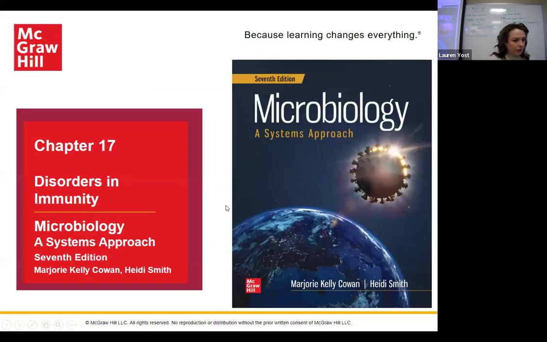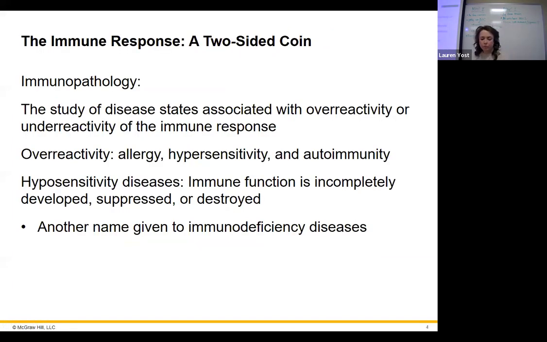That's a little mini quiz about chapter 16 to get us in that mindset and remind us a little bit about what we've learned. Chapter 17 is going to be dealing with basically when your immune system isn't acting the way that you would like for it to, essentially, like it was designed to do. So this is any diseases of the immune system, either overreacting or underreacting in some way. So this is immunopathology. It's the study of disease associated with overreactivity or underreactivity, right? So when we're talking about overreactivity, this is going to be allergies, hypersensitivities, and autoimmunities.